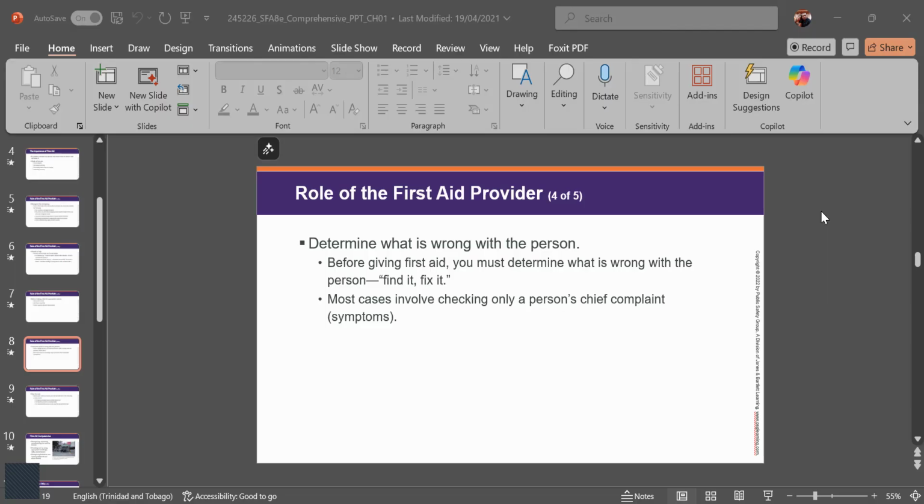How are you going to find it? You need to assess the person. How do we assess? We can ask questions. We can physically touch the person to identify parts of the body where there may be issues. Okay? A lot of times it might simply be investigating the person's chief complaint, what they tell you is going wrong, what they think is wrong with them. But we're not going to rely on that alone. We're going to assess as well. Okay?